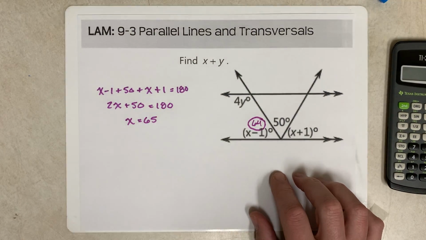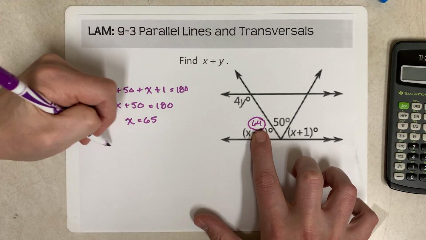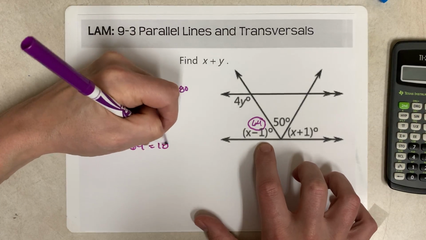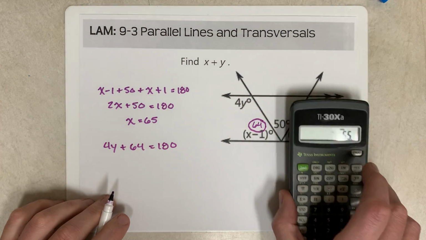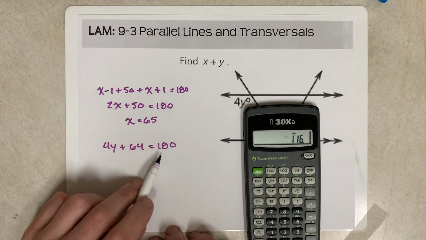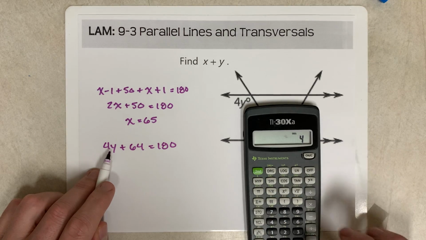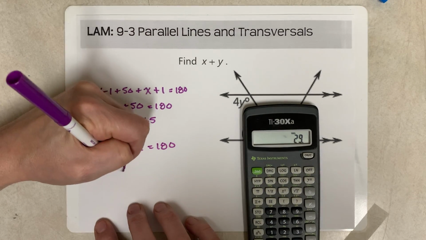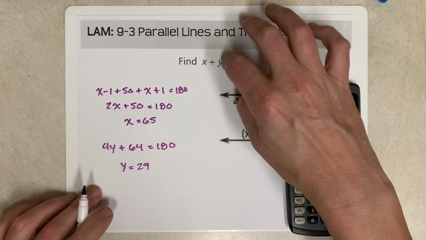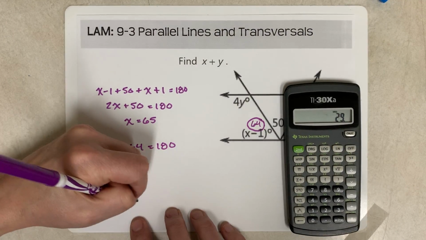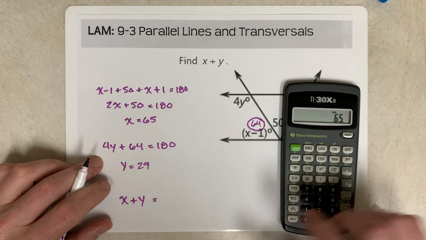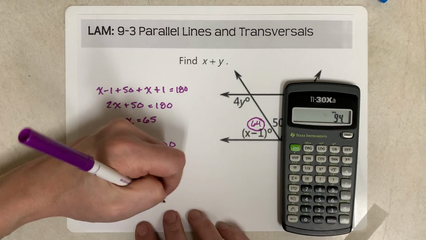If that's 4y right there, and these two are supplementary, then you can do 4y plus that 64 degrees equals 180. And then you can take 180 minus 64 when you move it over, then divide that by 4, and you get 29. And so your y value for this one is just going to be 29. You're asked to find x plus y. So x plus y for your final answer would be 65 plus 29 equals 94.